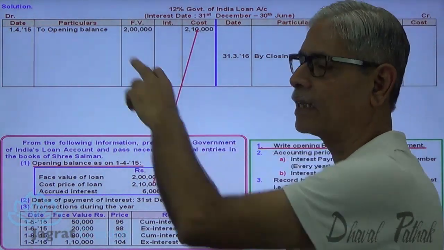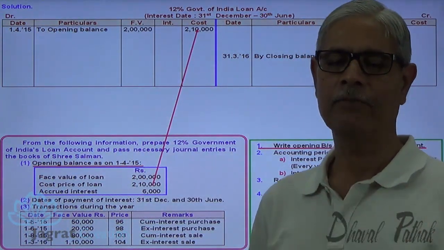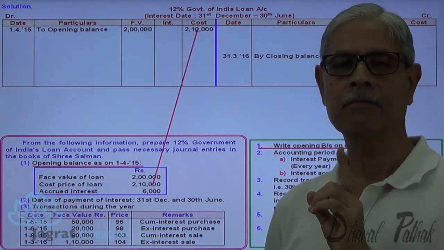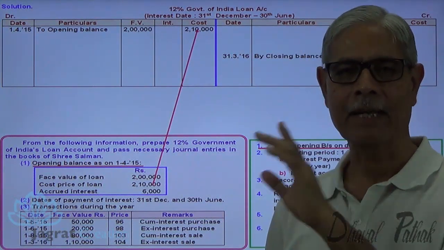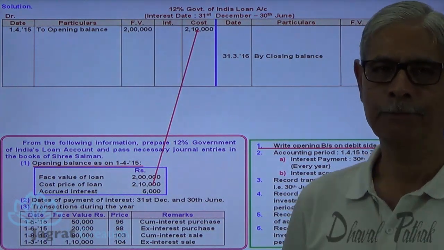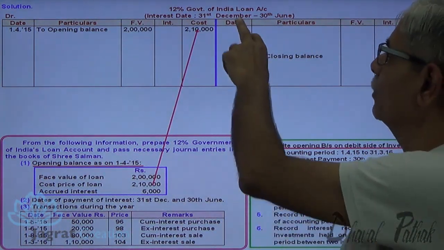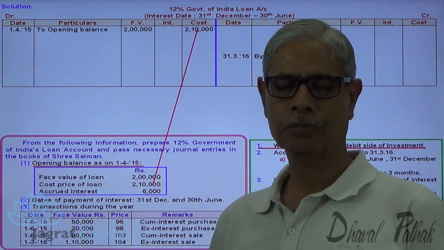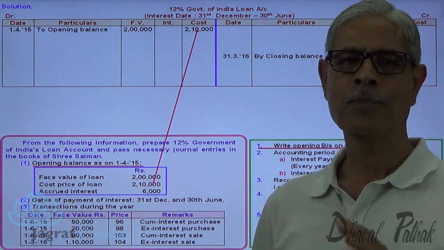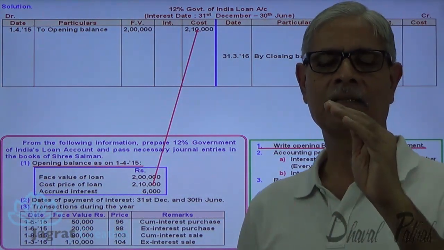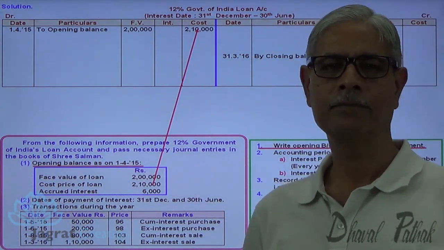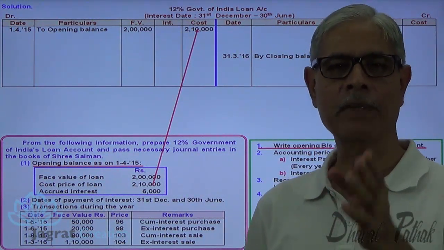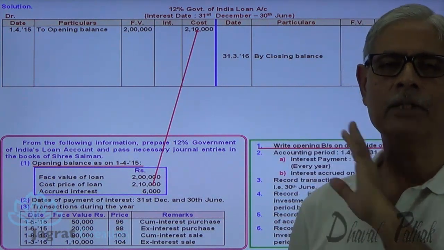The opening balance is recorded on 1/4/2015. The last date when the interest was received was 31st of December 2014. So from 31st of December 2014 to 1/4/2015, that is 3 months. These 3 months are of the last accounting period. In these 3 months, interest has accrued, which is to be received on the next 30th June.